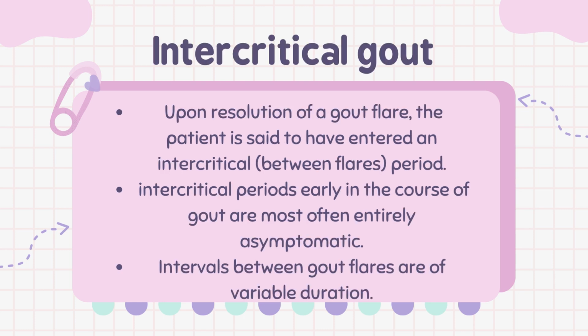Upon resolution of a gout flare, the patient is said to have entered an intercritical, between flares, period. Intercritical periods early in the course of gout are most often entirely asymptomatic. Intervals between gout flares are of variable duration.